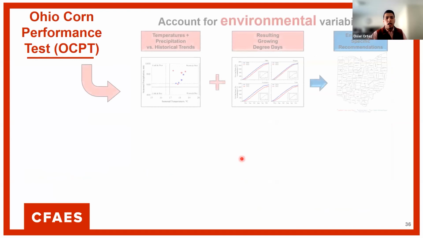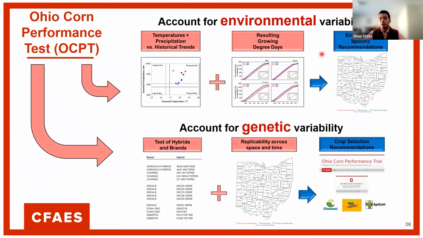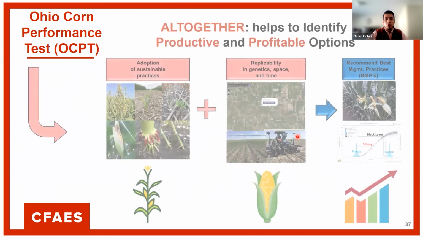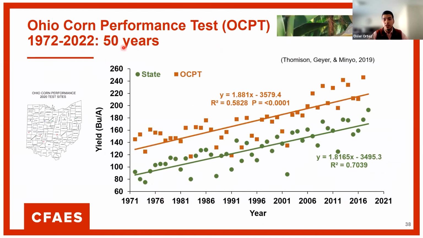Some Ohio observations that I have here are from the Ohio Corn Performance Test. I will just go by very quickly for the sake of time. But basically, we want to account for environmental and genetic variability, replications in space and time. Altogether, we want to design productive and profitable options for our farmers and industry. These are the yield trends that we have been seeing for the last 50 years. The program has 50 years in existence, and higher yields have been a must. And I think we are doing a good job on that, and industry is as well, putting those genetics out.